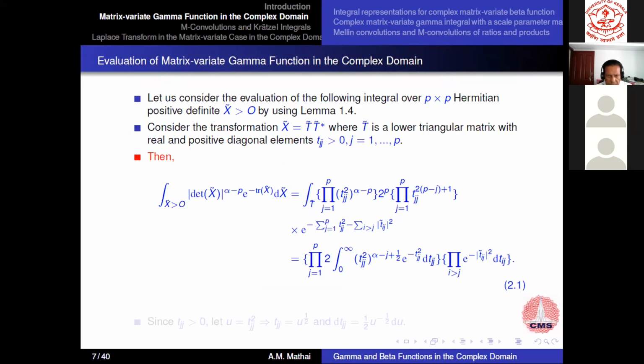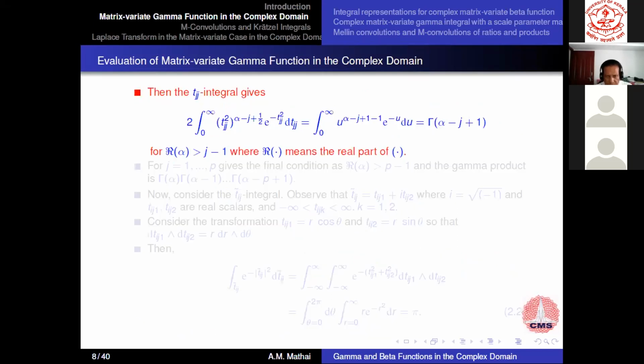Now, by using that result, we can evaluate this type of integral. This is actually a gamma type integral in the complex domain. I use that Jacobian there, and it will break up into products of these types of integrals. This is a real integral, and here it is the absolute value of tij for i greater than j. Then you see that the tjj integrals will become gamma integrals like this, with real alpha greater than j minus 1. And for j equal to 1 to p, the final condition will be real alpha greater than p minus 1. And the gamma products will be like this, gamma alpha, gamma, etc.